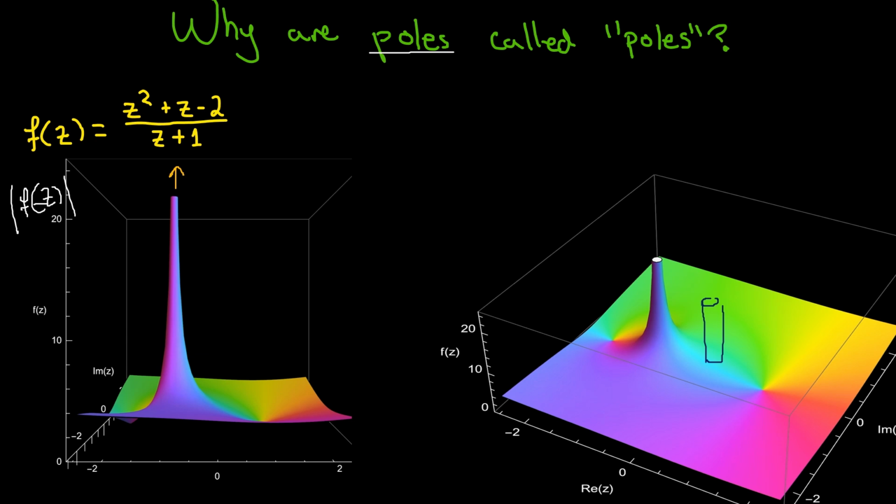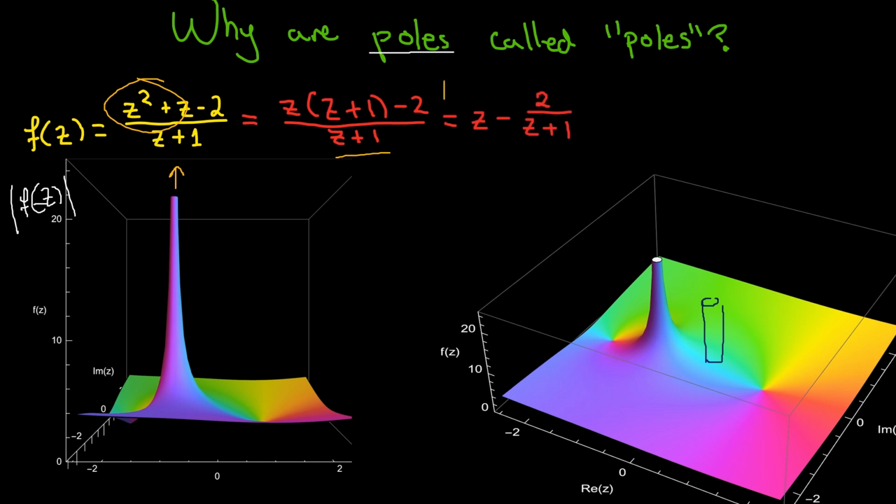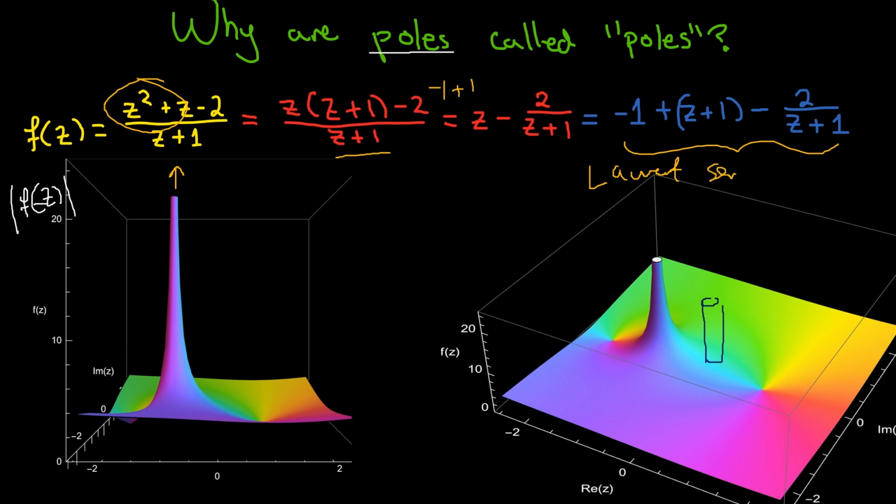To show that more formally, we can factor z squared plus z minus 2 up here, and then divide by z plus 1, and then subtract 1, add 1, rewrite this, and we get the Laurent series. This is the Laurent series of f of z about z equals minus 1. Since there are finitely many terms with negative exponents on the z plus 1, we say that f of z has a pole, in this case a simple pole, at z equals minus 1. And that's the definition of a pole.